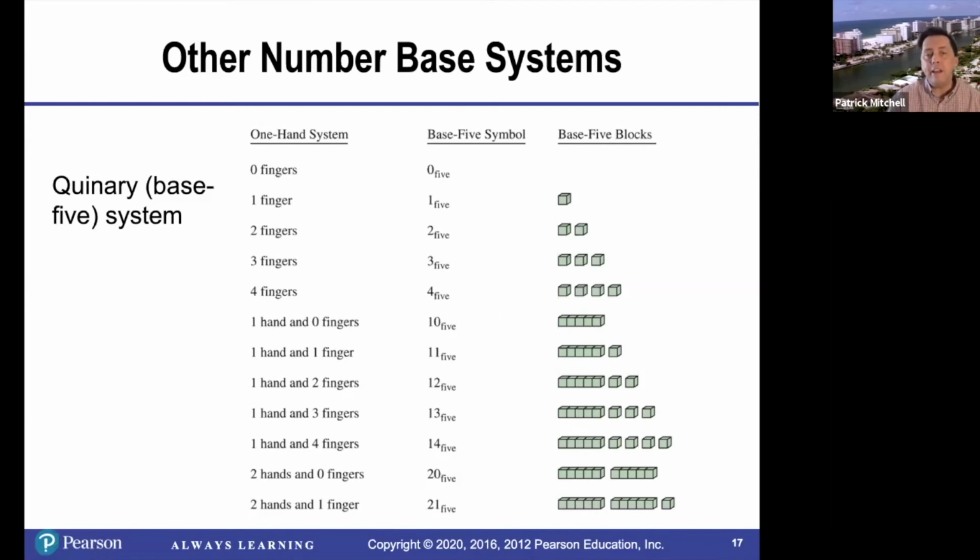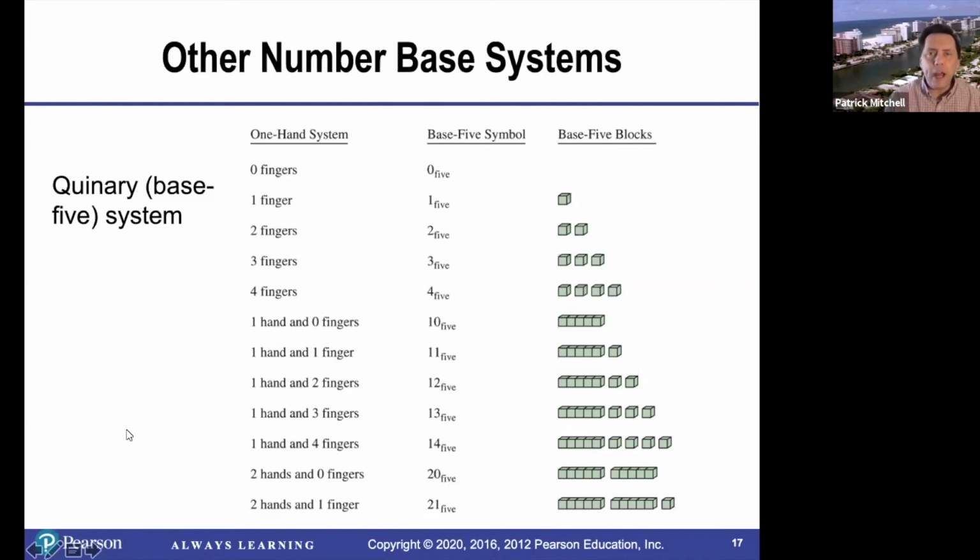All right, and continuing, be careful not to read these numbers as 10, 11, 12, 13, because that kind of suggests base 10. So I always read numbers in other bases just as 1, 0, 1, 1, 1, 2, 1, 3, 1, 4. Notice 1, 4 is 1 hand and 4 fingers. And then the next number would be 1 hand and 5 fingers, but remember there is no numeral 5 in base 5. So that would be 2 hands and 0 fingers, and that would be written as 2, 0.